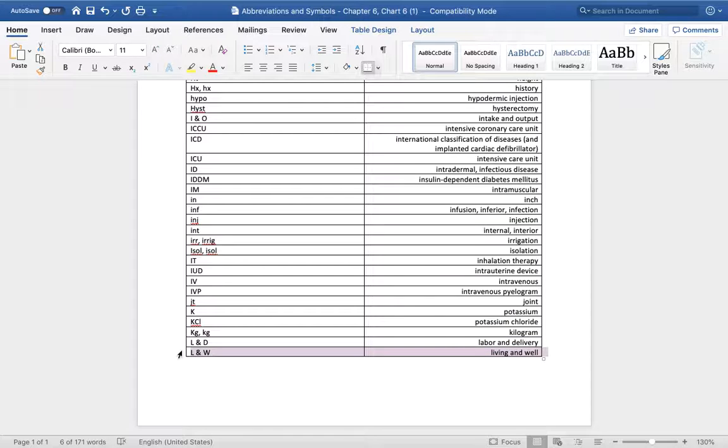Okay. Then we have LNW. This is living and well. Living and well. Very similar to alive and well, if you remember from chart 1, the A and W. L and W is living and well.